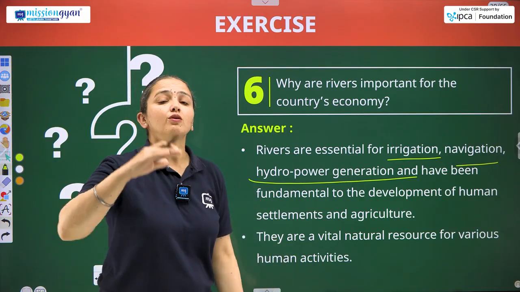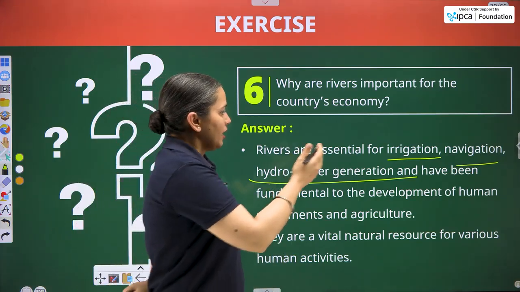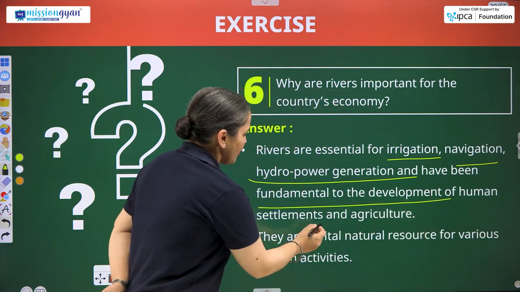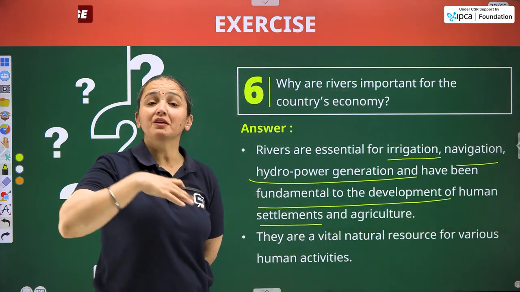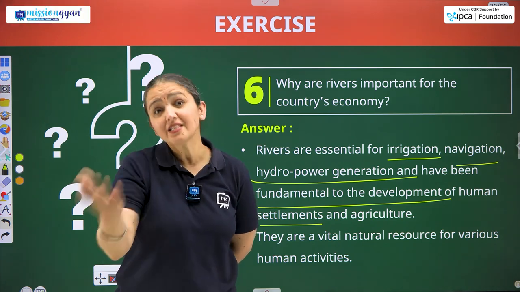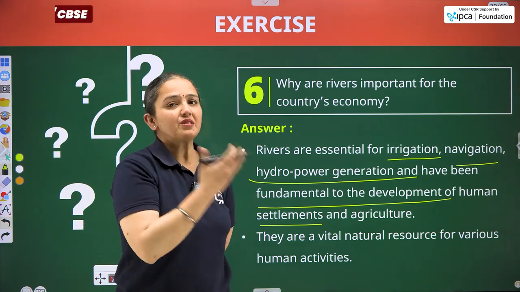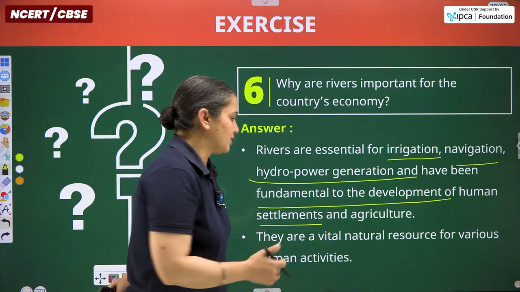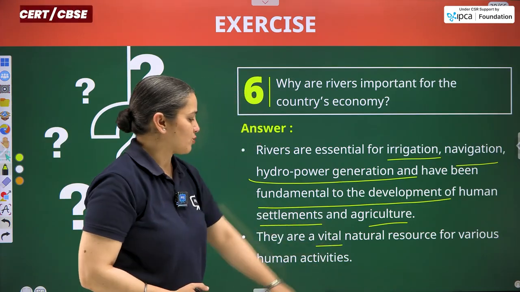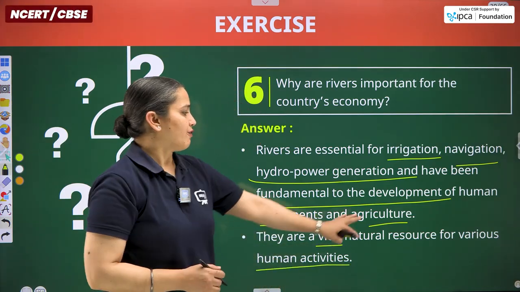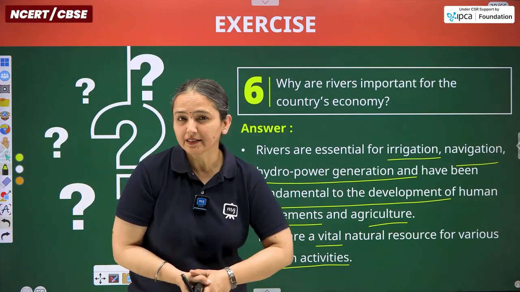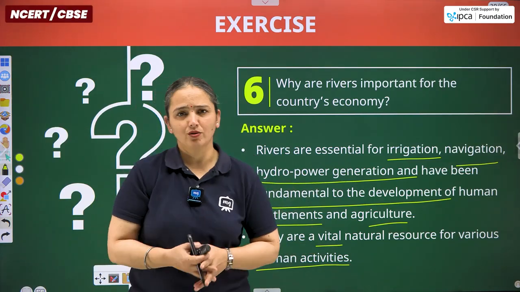What if lakes come in place of rivers? Along with that, they have been fundamental to the development of human settlements, because wherever there is an abundance of water, or if not an abundance, still easy availability of water, human settlement will be located there. And for agriculture as well, they are a vital, very important natural resource for various human activities. One of them is agriculture. So that was all about the discussion of the exercise part. I hope all the answers are clear to you.